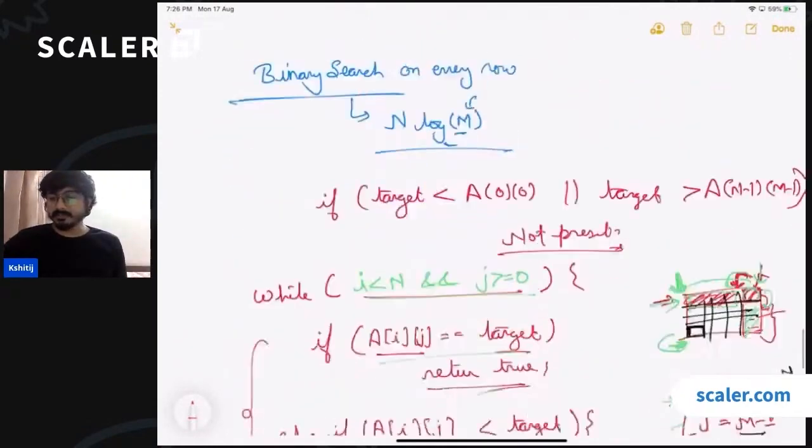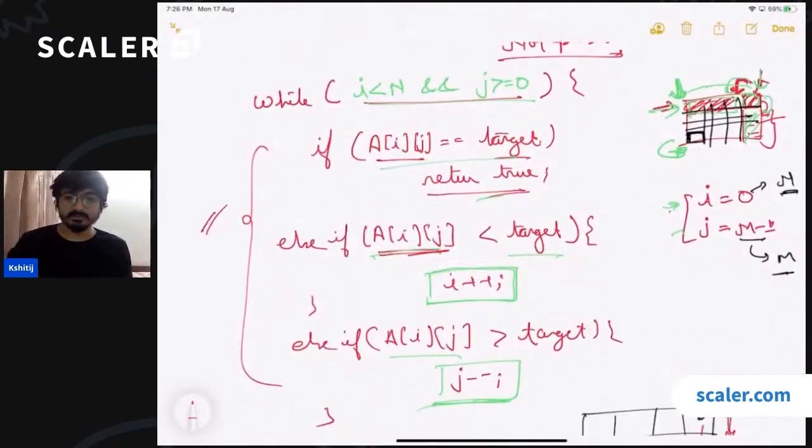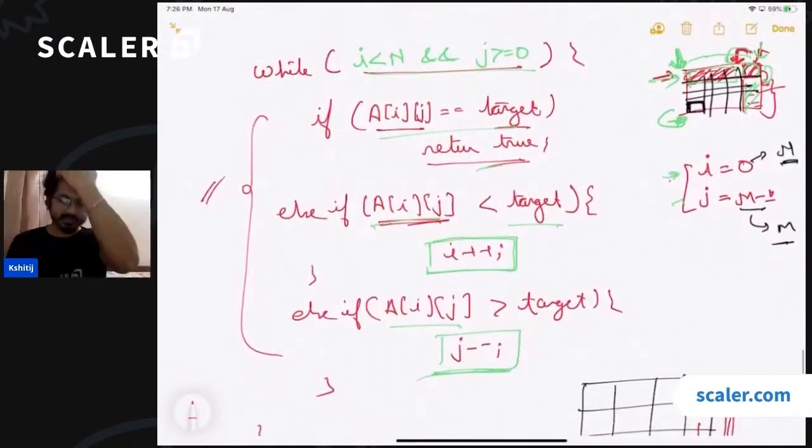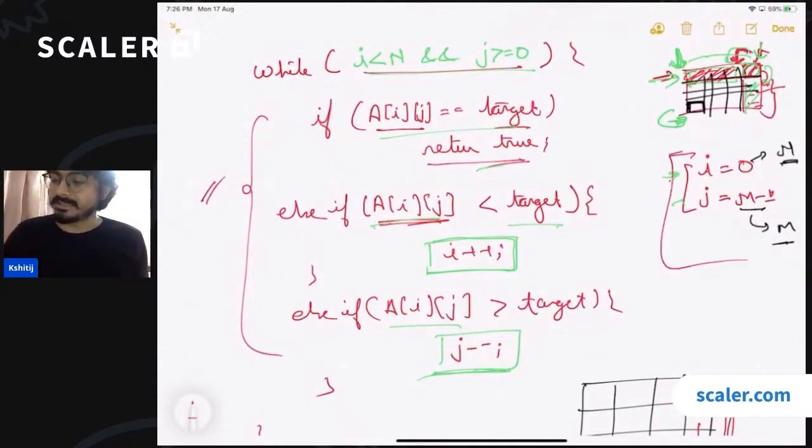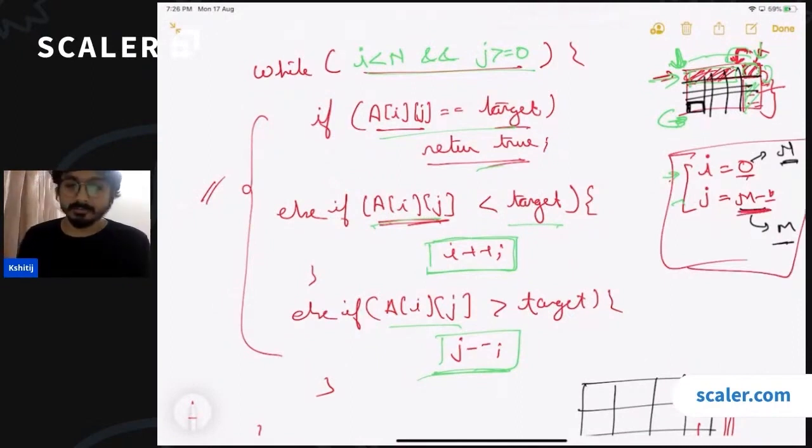Pseudocode, we have written the pseudocode, right? This is the pseudocode. Or this is the actual code, not the pseudocode. This is how you are going to initialize your i and j, i from 0, j from m minus 1.